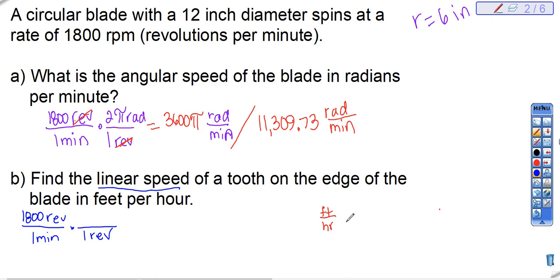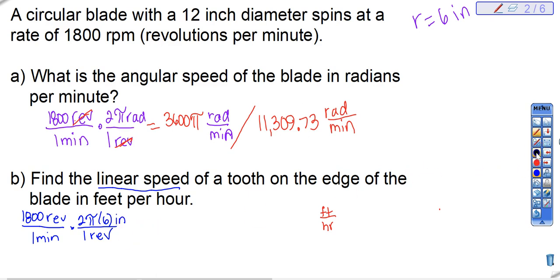So readily available, what do you know 1 rev is in relationship to the distance around the circle, which helps us find our linear speed? 2 pi. No, because I don't want it in radians. I want it in feet. Linear speed. 2 pi times 6 inches. That's the circumference. That's how far the tooth has to travel. Remember, when you're looking for linear speed, the radius is important. Okay? That's readily available. We know that. The circumference around one revolution, right? One revolution is one circumference.